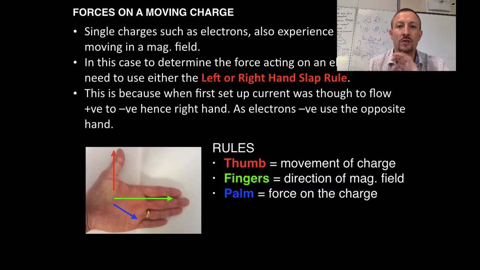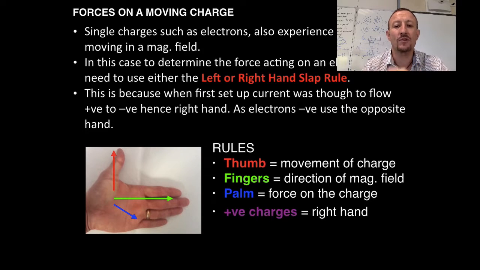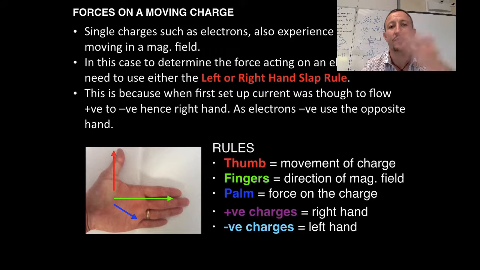Now, as I said, we've got two rules. If we're dealing with positive charges, we always use our right hand, and if we're dealing with negative charges, we always use our left hand. Please, please, please learn this when we're dealing with charges. When we're dealing with DC motors or the motor effect, you use your right hand rule and your right hand grip rule, and everything's right handed. When we're dealing with charges, we've got two types, negative and positive, so we use our left hand for negative, and for positive we use our right hand.